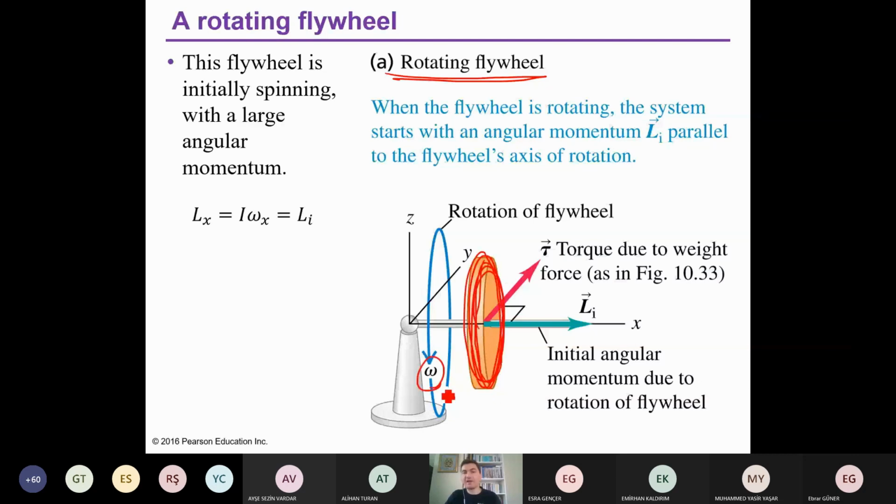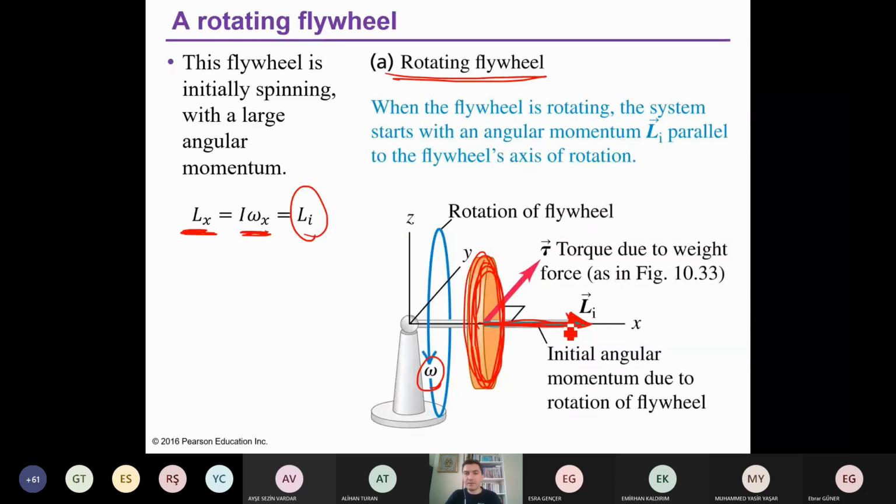It has a certain angular speed. If the flywheel is rotating, this angular speed is along the x-axis. By using the right-hand rule, you can find it. And it has a certain angular momentum associated with the angular speed. So I show it as the initial angular momentum of the flywheel. This is the direction of the angular momentum of the flywheel. It is rotating around this x-axis.